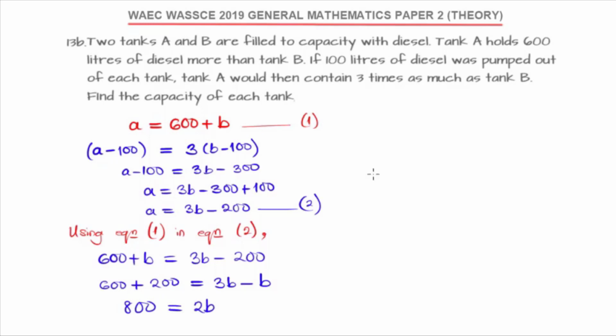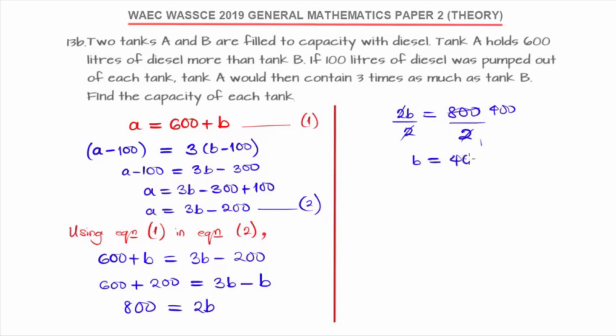And if we are to divide both sides by 2, left hand side and the right hand side, we can just say over 2 and over 2. Then the 2 will cut out. 2 in 800 is 400. B will be 400 liters.